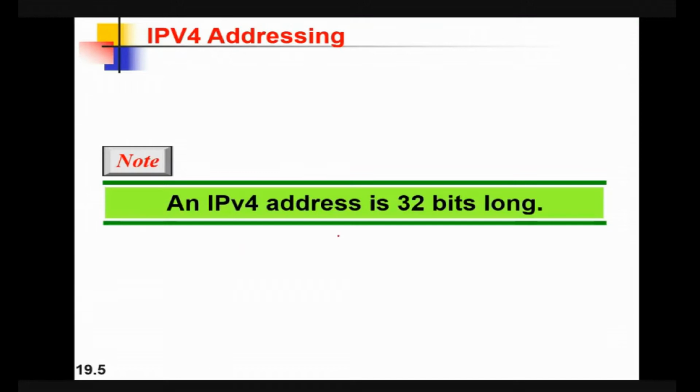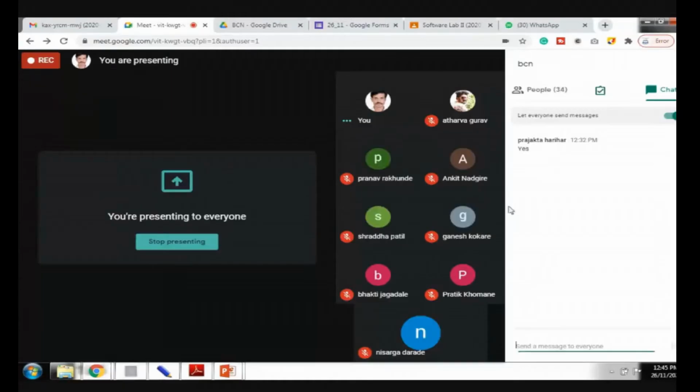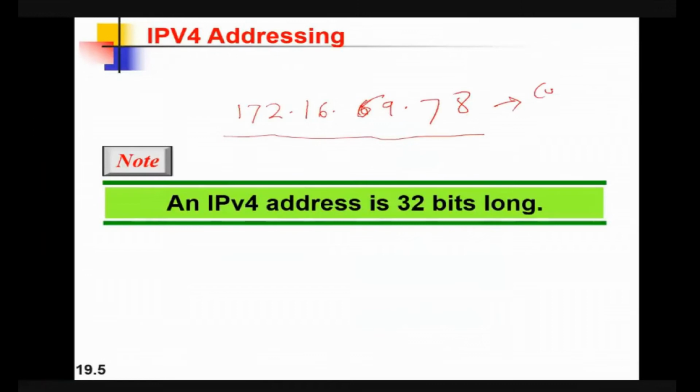An IPv4 address is 32 bits long. You might have seen an address like 172.16.69.78. This is the popular address in our college network. You might know this. What is this address of? Can somebody reply? If you have used the network in a college, then you might know about this address. This is the address of our college cyber room.